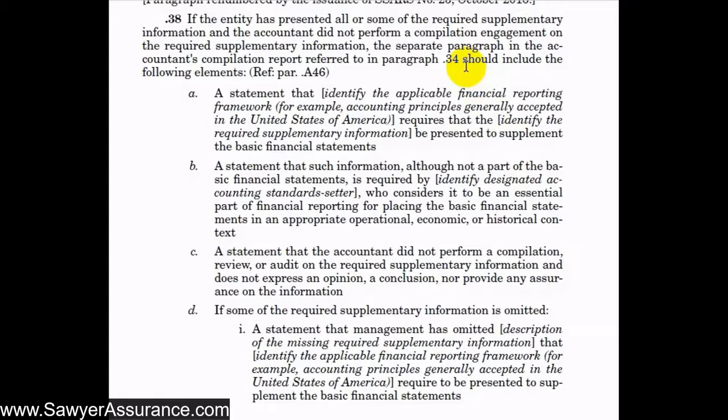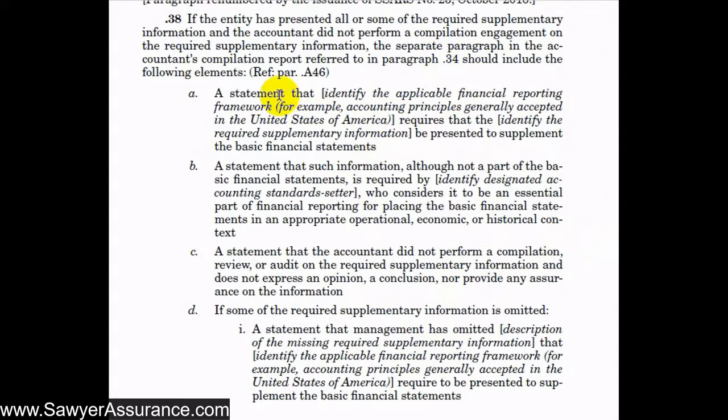And if it turns out that we did not perform a compilation engagement on the required supplementary information, but management did include some or all of that required information with the financial statements, then we should take the paragraph in ARC section 80.34 and include the following elements with it.